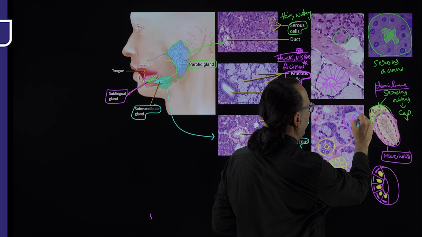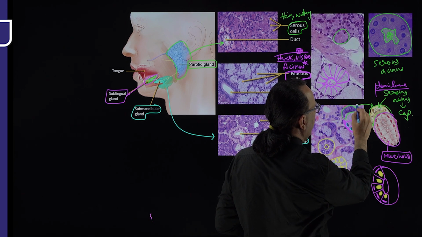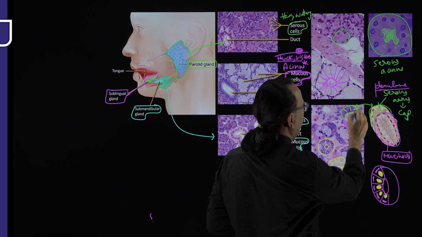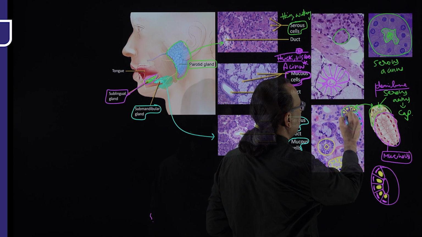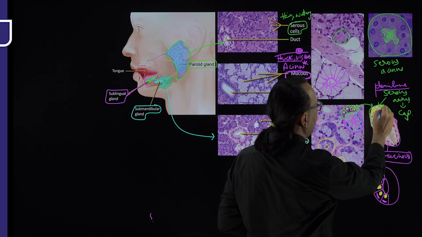What about this structure which is on the top of that? What is this? This is what we are calling a serous demilune. And here the cells are serous cells. They have a central spherical nucleus. So they are cuboidal cells. As you see, central spherical nucleus, the cuboidal cells in the serous demilune.